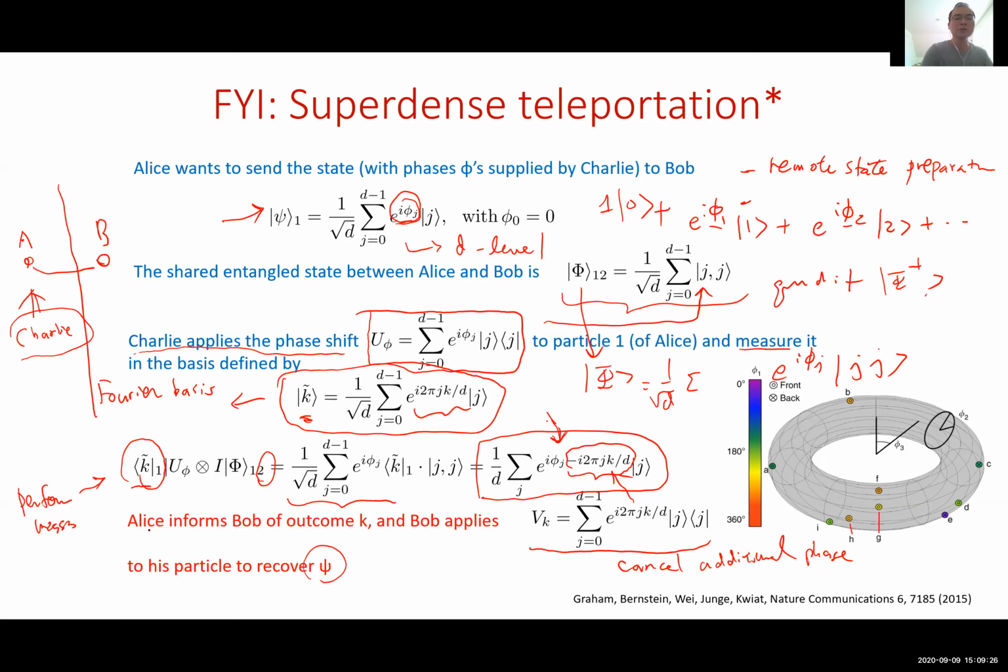Yeah, so Alice informed the outcome. So who should apply this? It should be Alice. Yeah, if you want to. Who will apply the phase shift? Charlie applied the phase shift, and then Alice performed the measurement.